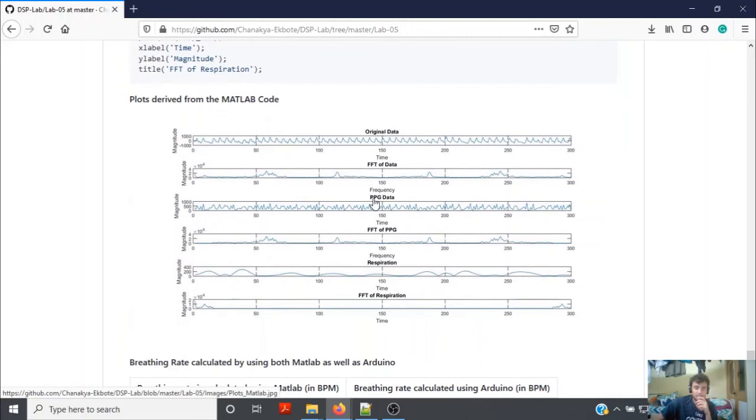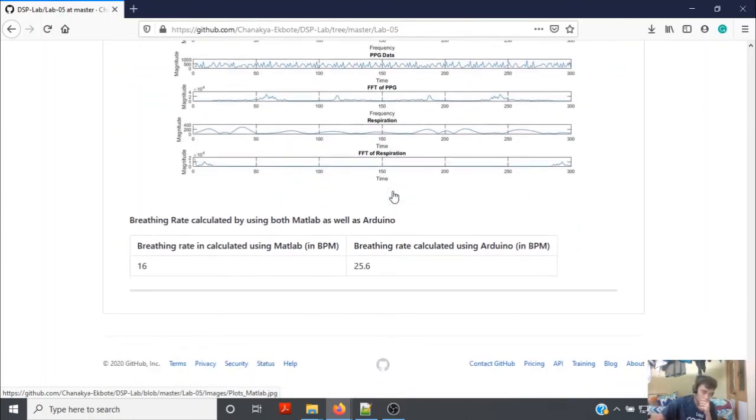And the plots are as follows. And as you can see, the filtration has been done properly. You're getting back the respiratory signal. We're getting back the FFT of respiration, the FFT of PPG, the PPG data, and the original data. So all of these plots are fine. And the breathing rates are computed using Matlab as 16 and using Arduino we're getting it as 25.6 BPM. So both of them lie within the expected range, that is 0 to 30.